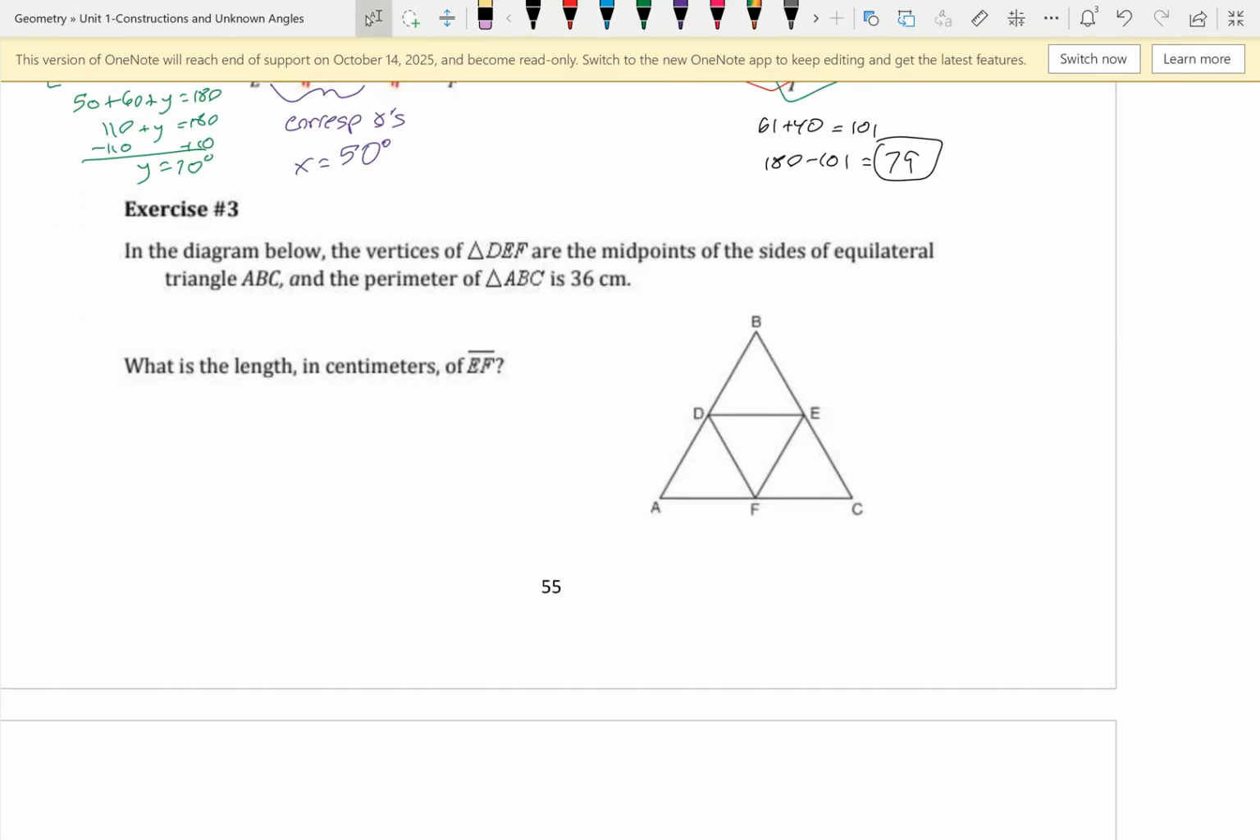So I'd like you to pause the video and try exercise 3 on your own before you start the video again to check your work.